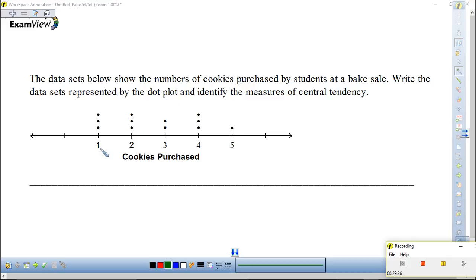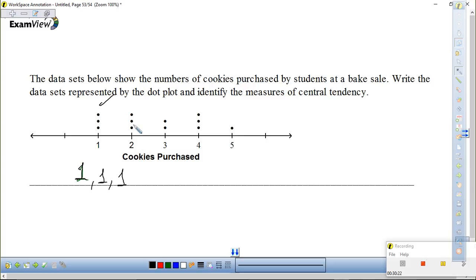Which one is the least? 1. Now I'm talking about numbers, right? 1. How many times? 3. So you're going to write 1 3 times: 1, comma, 1, comma, 1. We're done with this one.